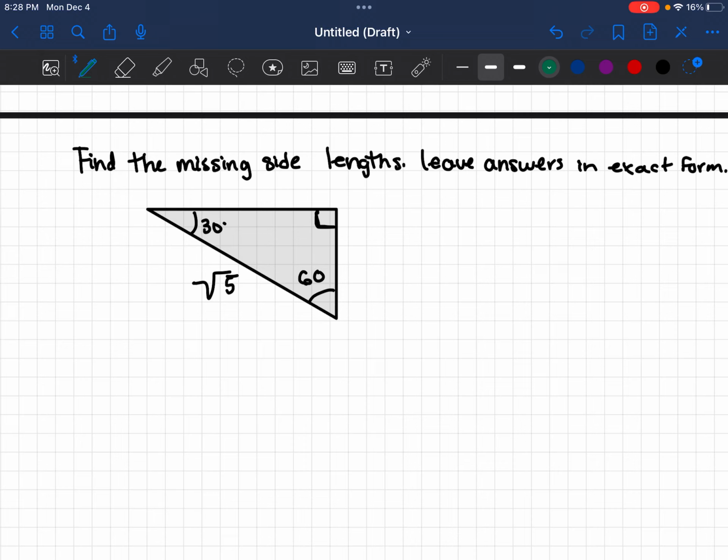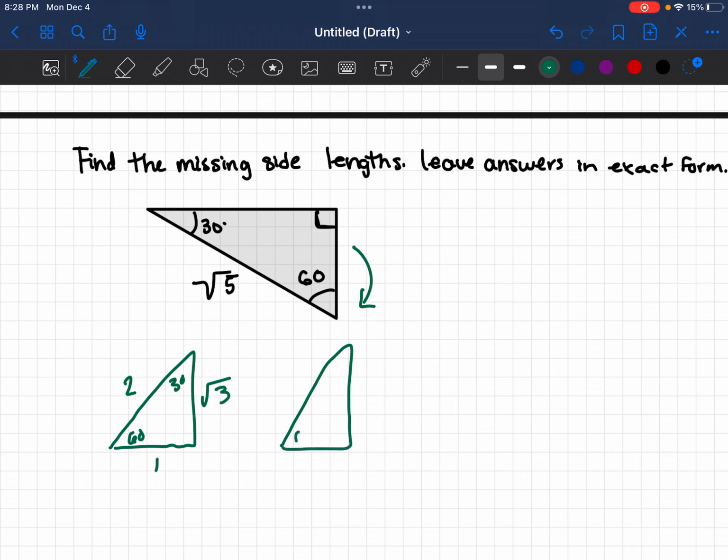Go ahead and pause the video and see if you can figure out how to start this problem or how to set up the proportions. So the first thing I'm going to do is sketch out my reference, which I know is 1, 2, and the square root of 3. So I'm writing that there. I'm also going to rotate this so it's in the same orientation as my reference triangle. It just makes it easier for me to see. And then that square root of 5 is the hypotenuse here.